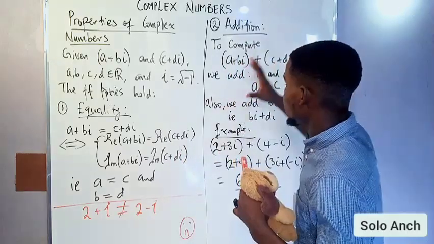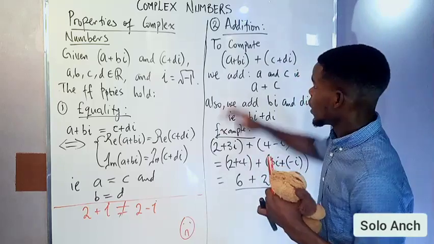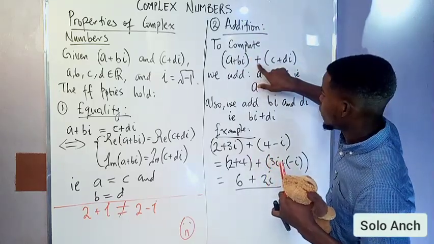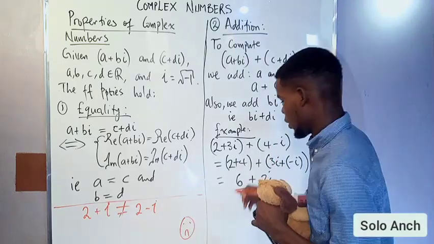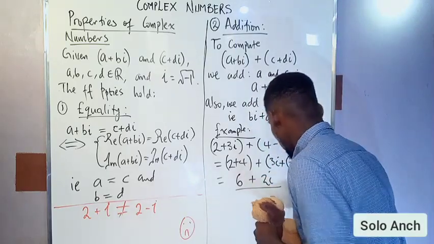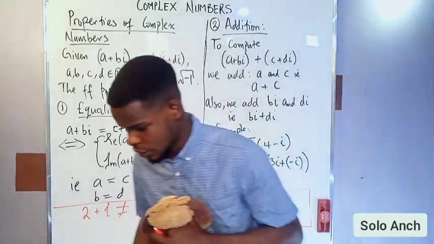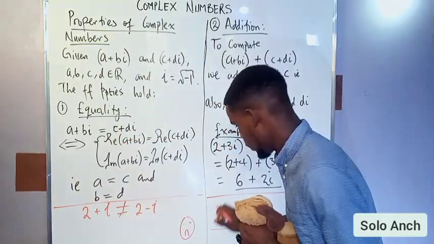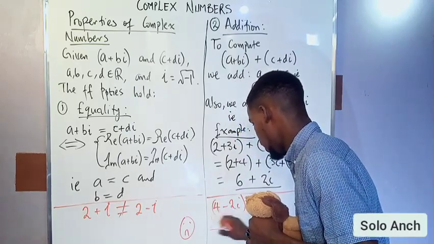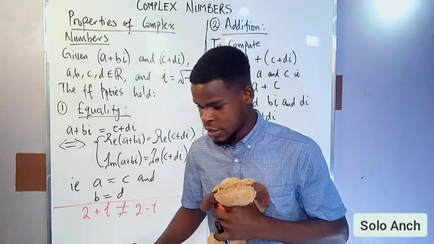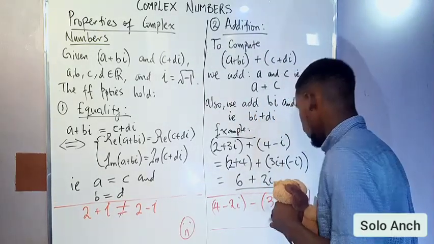Subtraction of complex numbers follows similarly. So maybe you can do that. You can just do the work and then put your answer in the comment section. So it's a good work for you. You have 4 minus 2i, and you want to subtract this other complex number from that. Let's say we have 3 plus 5i. So this is a subtraction.